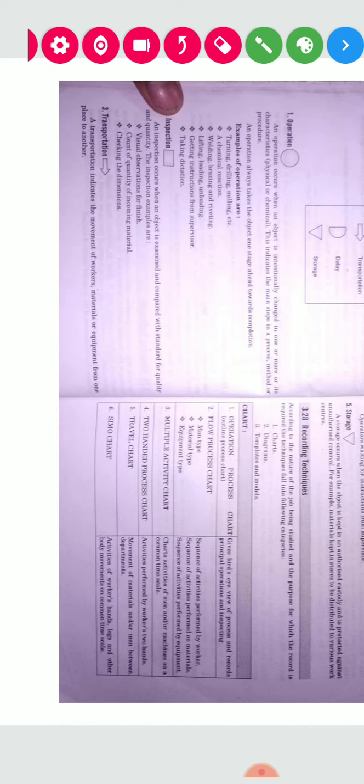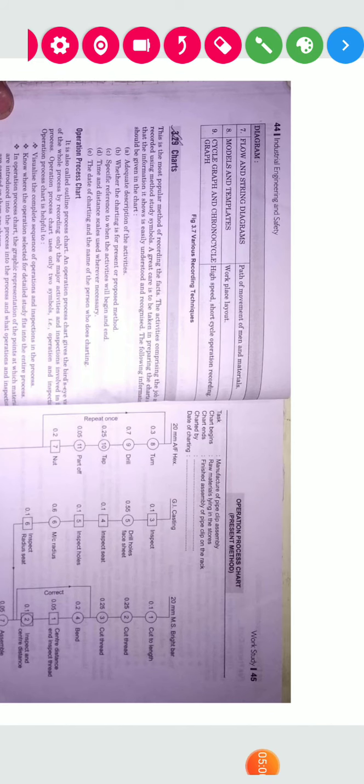Now we come to the sixth point, the SIMO chart. The activities of the worker's hands, legs, and other body movements on a common time scale are measured or studied with the SIMO chart. After this we come to the seventh chart, known as the flow and string diagram. Here we try to study whatever path is followed by the man or material. Simply, the path can be drawn, and as the name string itself defines, we follow the basic way of man and material movement.